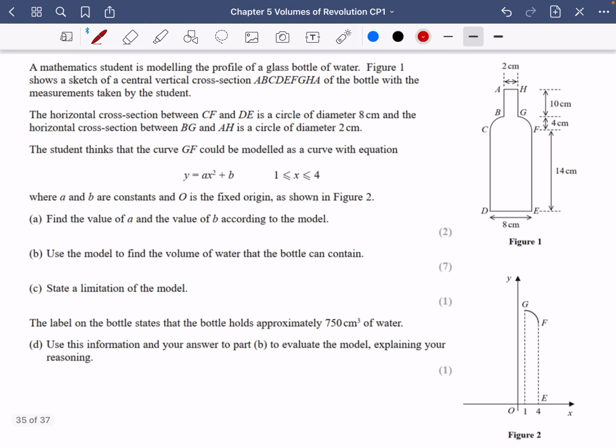Okay, this next question, it's a new spec one as well. It says a mathematics student is modelling the profile of a glass bottle of water. Profile meaning like the side view.